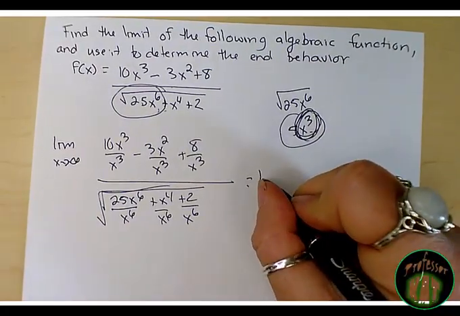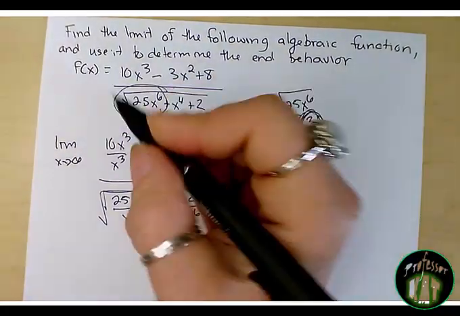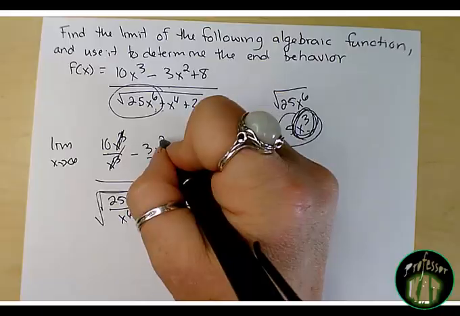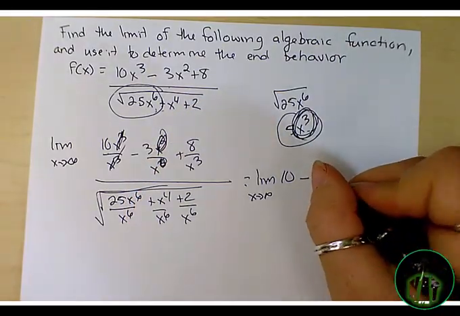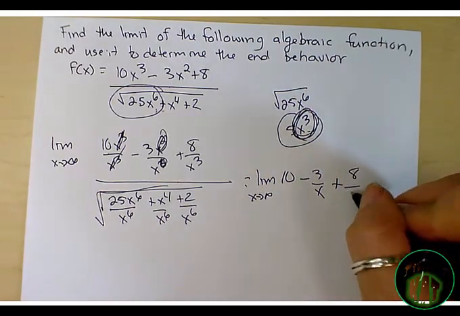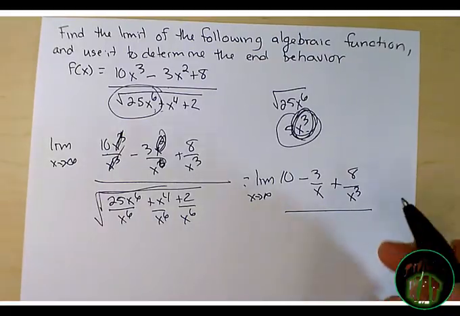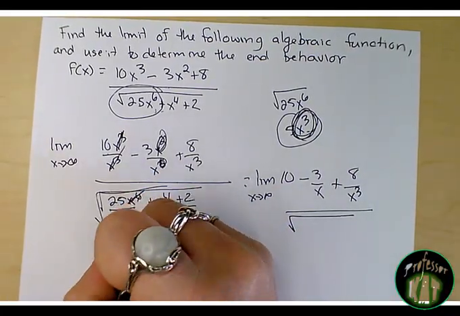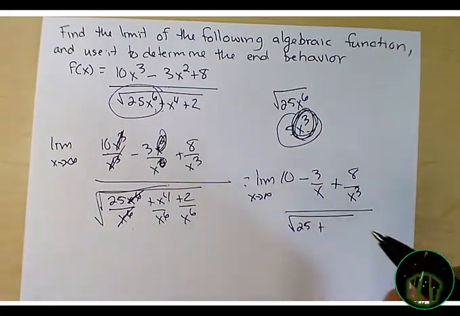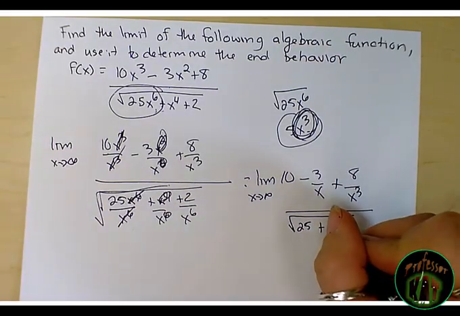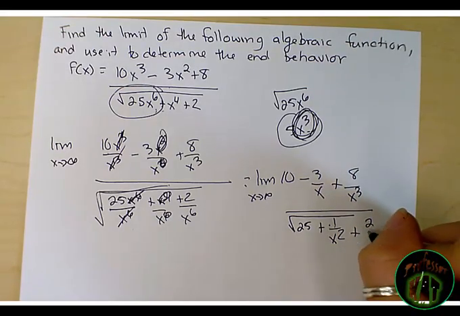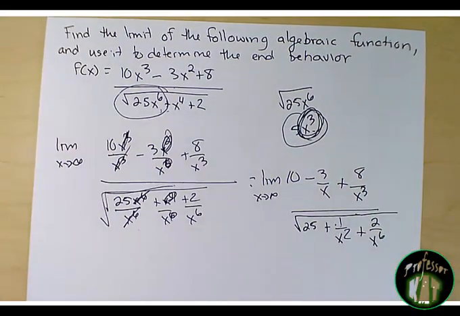So that when we simplify this, the limit as x approaches positive infinity, x cubed cancels with x cubed, making that one a 10, minus 3 over x, plus 8 over x cubed. In our denominator, this is going to be the square root of x to the 6th over x to the 6th cancels, leaving us with 25, plus 1 over x squared, plus 2 over x to the 6th.